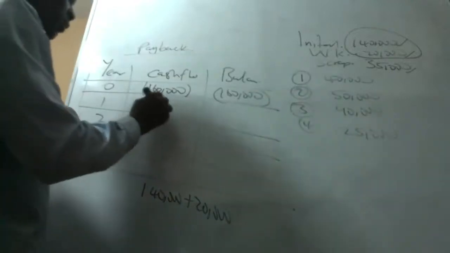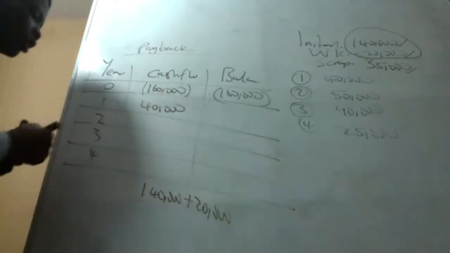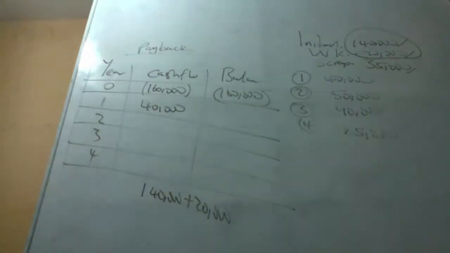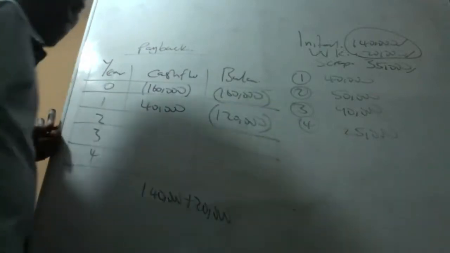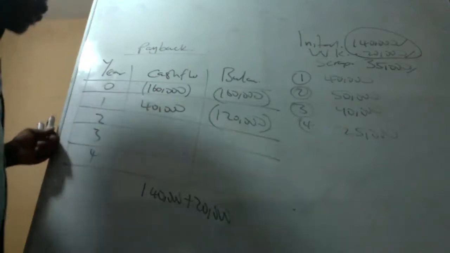Cash flow for year 1 will be 40,000. So it will reduce our burden. So that leaves 120,000 for us to go. How do we get that? It leaves 120,000 for us to go.